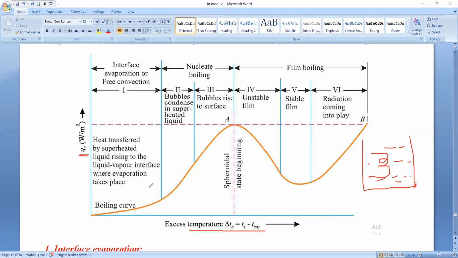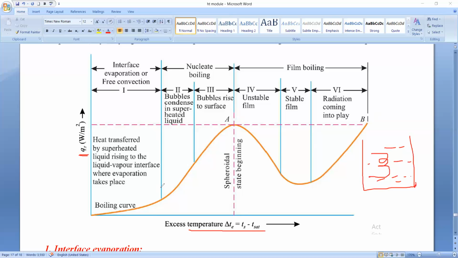Now if we draw the curve, the nature of the curve is something like this. Now look at the point A here. This is also known as the critical point or boiling crisis. What a boiling crisis is will be seen in the further discussion. And this is the point B.